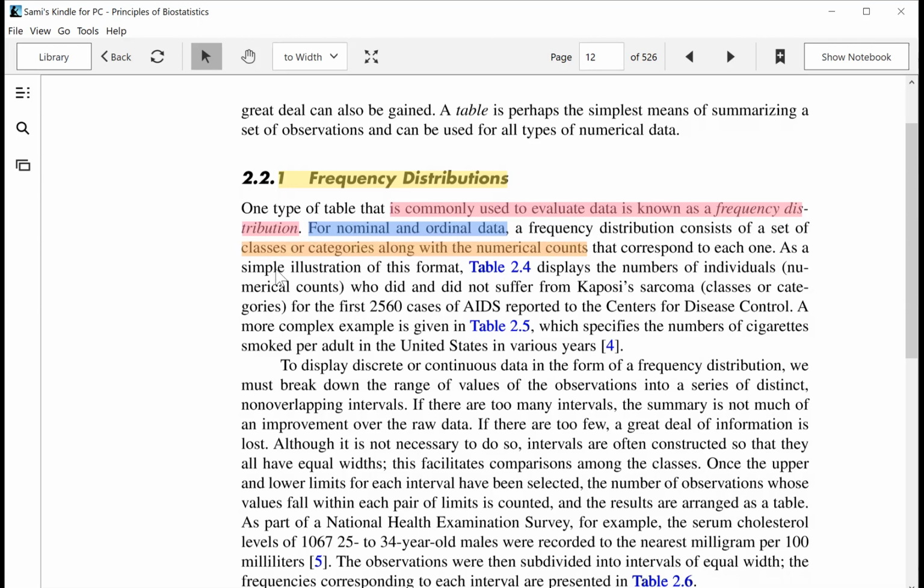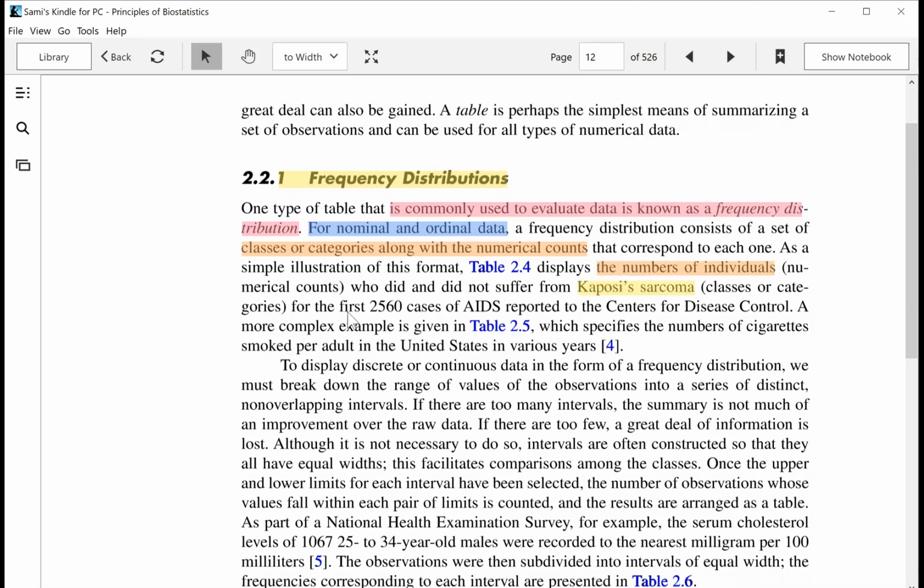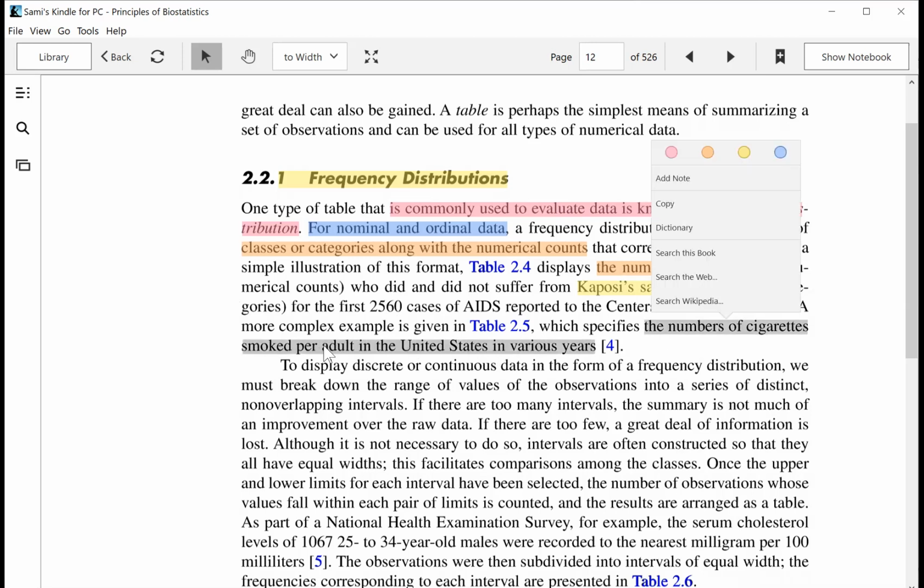As a simple illustration of this format, table 2.4 displays the numerical counts of individuals who did and did not suffer from Kaposi sarcoma, for the first 2,560 cases of AIDS reported to the CDC. A more complex example is in table 2.5, which specifies the number of cigarettes smoked per adult in the US in various years.